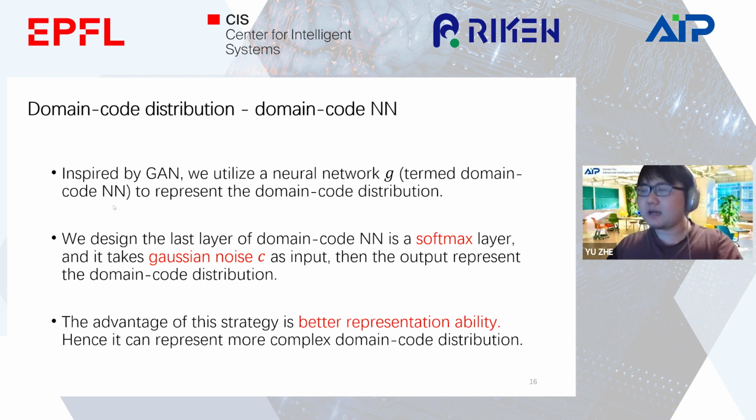And like the GAN, we take the Gaussian noise C as input, so that the output can represent the domain code distributions. The advantage of this strategy is the better representation ability, because it can represent more complex domain code distributions. When the given training domains are very complex, we prefer using the domain code NN instead of the Dirichlet distributions.